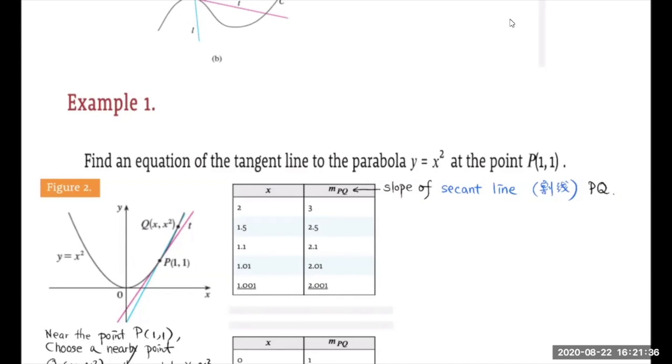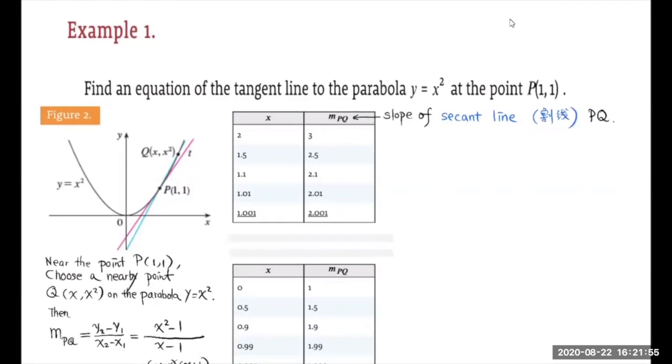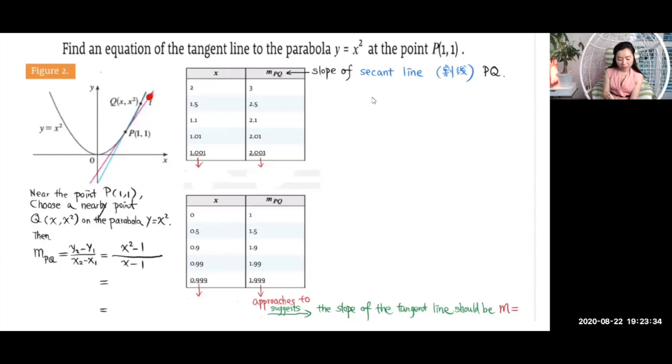So to be specific, let's look at the following example. In this example, we're trying to find the equation of the tangent line to this parabola at this point (1, 1). So here's a parabola for y equals x squared, and here's a point (1, 1). We need to find the equation of this tangent line that passes through this point (1, 1) on this parabola. We have one point on this tangent line that was given. However, we don't know the slope for this tangent line. In order to write the equation, we need the slope. So how do we find the slope for this tangent line?